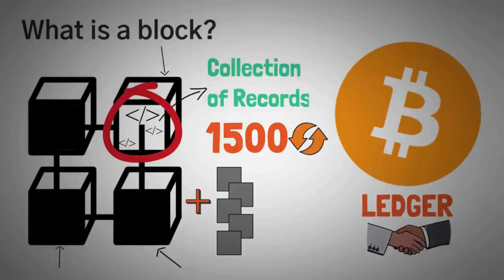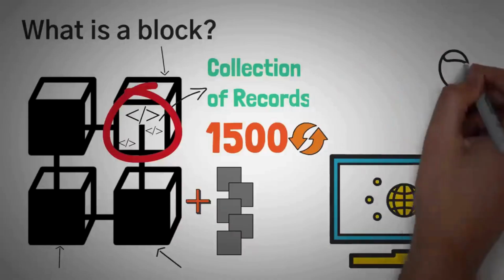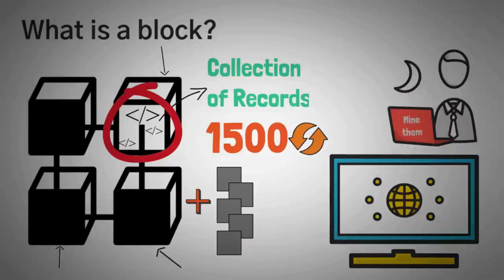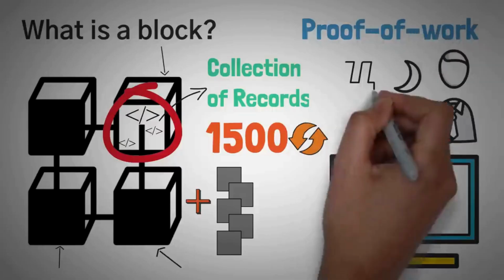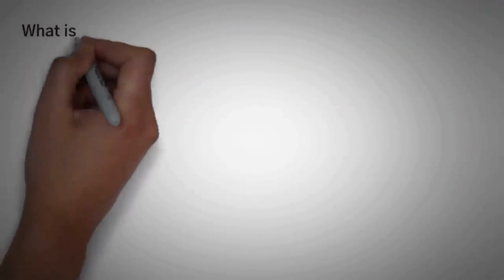Well, what do we do when these blocks are full? We add them to the network. Now you might be asking, how do we do that? Well, we do something called mining them. And since Bitcoin is a proof of work model, we have to prove that we mined them. This brings us to something called a hash. So the next big question is, what is a hashing function?